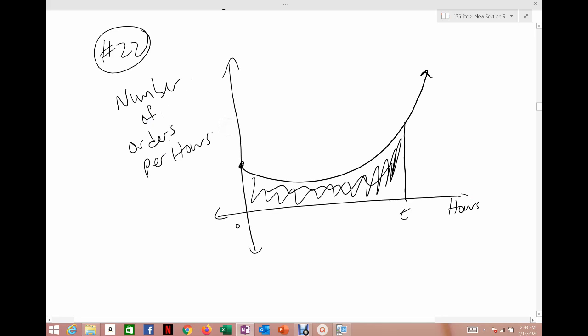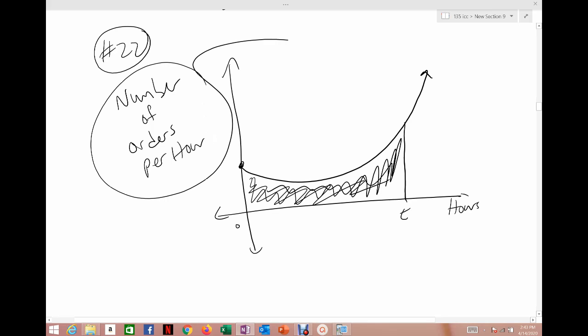So this would represent something like Amazon. Many people put orders in at Amazon, and there's the rate at which people are ordering. That's what this function would represent: how fast people are placing orders online. The total area is based on the derivative, the speed at which the orders are being placed over the T hours.